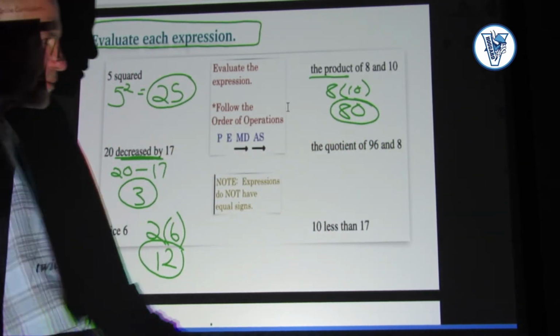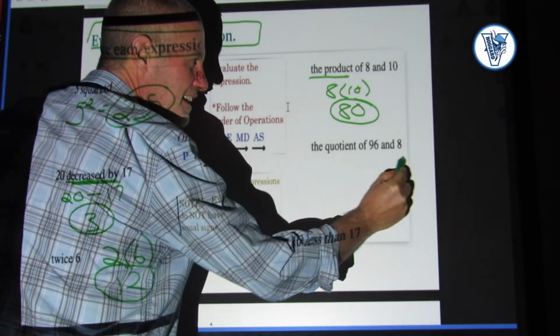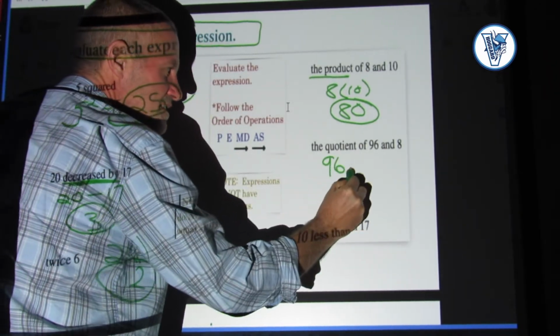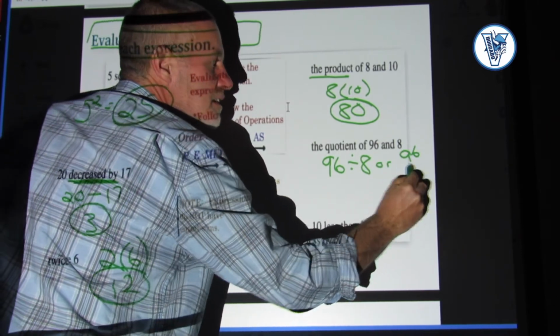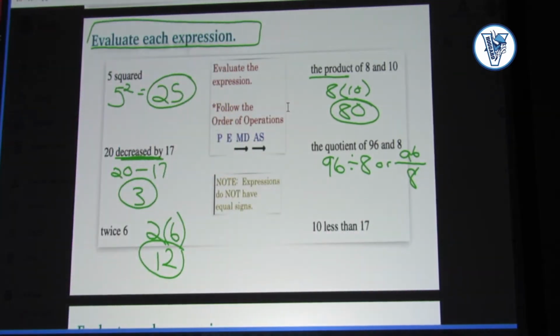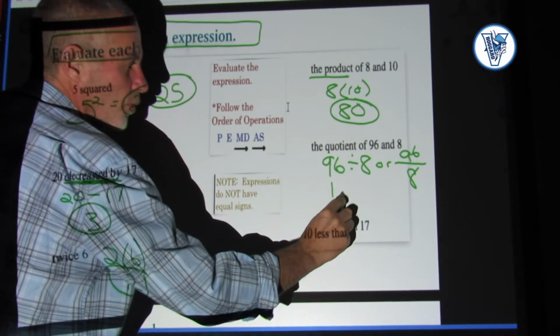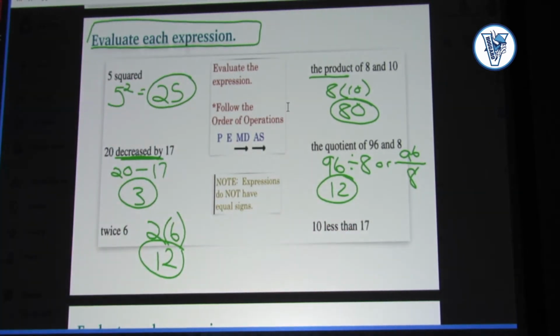Quotient is another one we're supposed to know. Quotient of 96 and 8 would be 96 divided by 8. Or you could write 96 over 8 as a fraction, because that also means division. And 96 divided by 8 is 12. And you can use calculators if you need to, of course, for stuff like that.